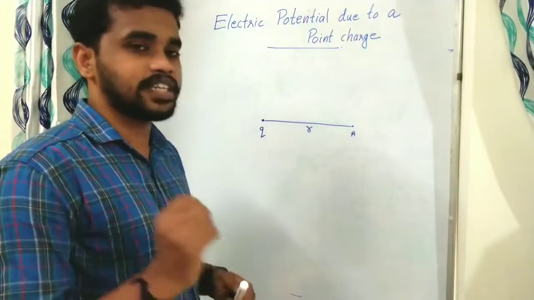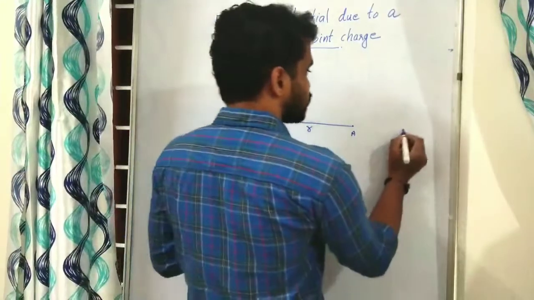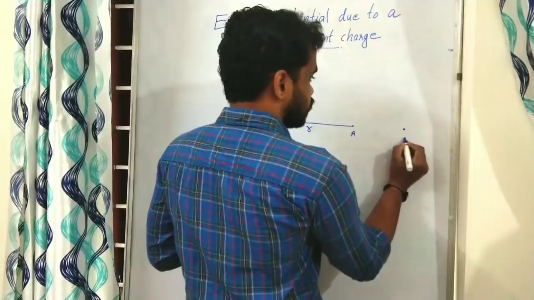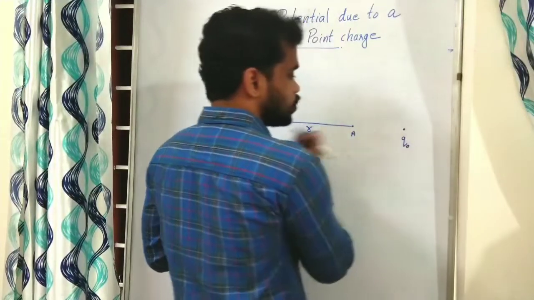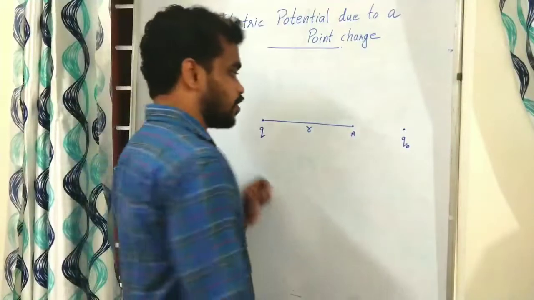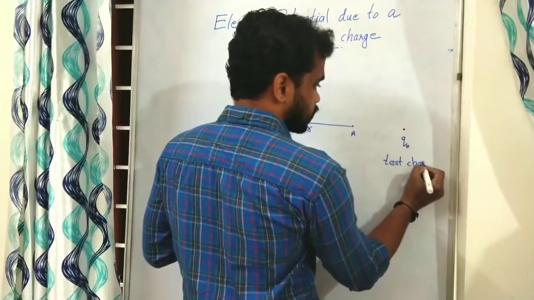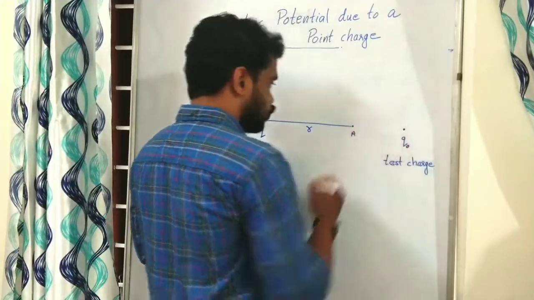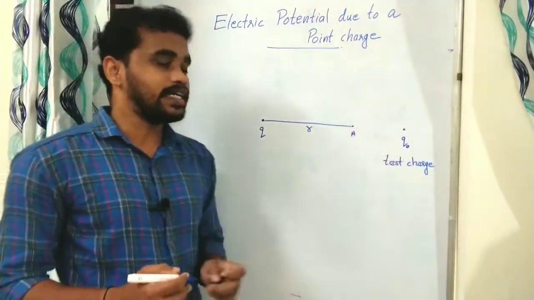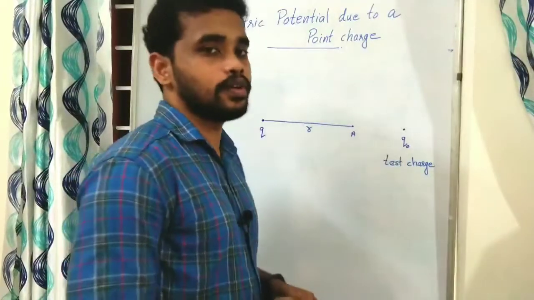I am taking a very small charge, represented as Q0. Q0 is a very small charge. That charge is known as a test charge. The charge used for testing the potential is known as a test charge. It is a very small charge, represented as Q0.